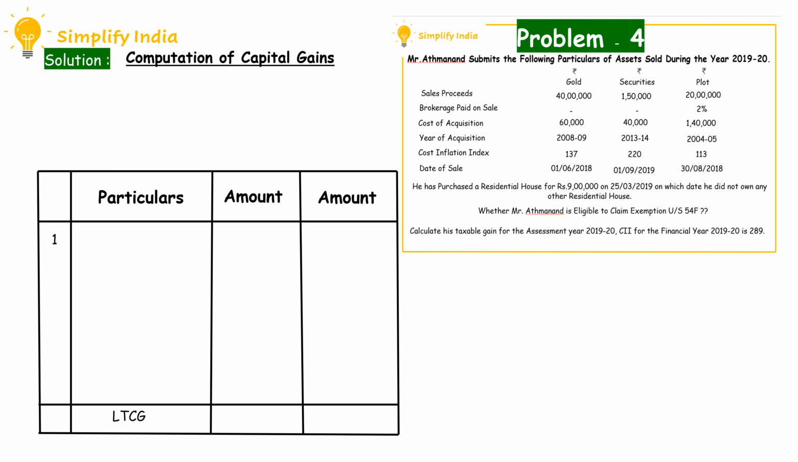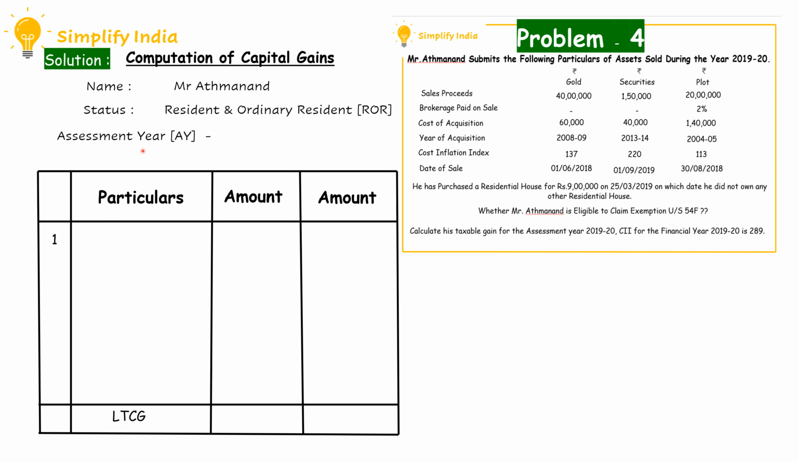Let us proceed with the solution. First, we have to write the name Mr. Atmanan, status resident and ordinary resident, that is ROR, assessment year 2020-21 and the previous year 2019-20. The first capital asset is gold. Here, the gold has been acquired in the year 2008-9, so it is clear that the given capital asset is a long-term capital asset. So the indexation benefit has to be considered.